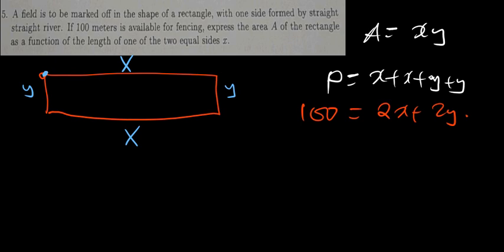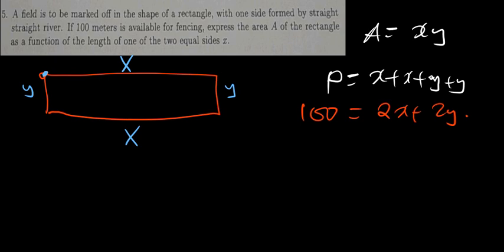So that's how I've known that this is the perimeter and not the area, because area is L times B. In this case, x is my L, y is my B. We are good to go.